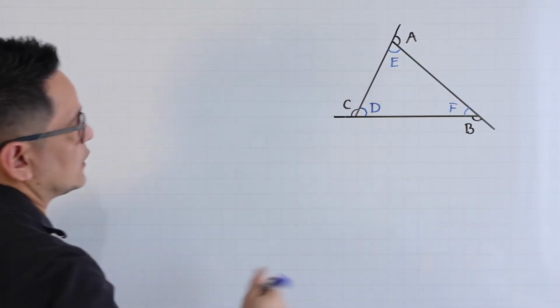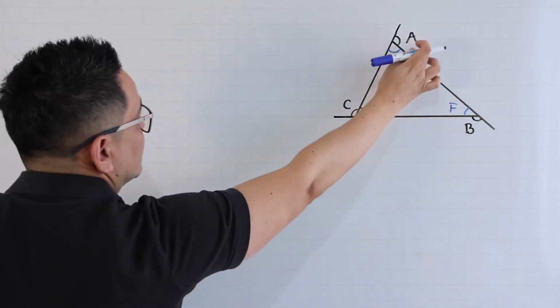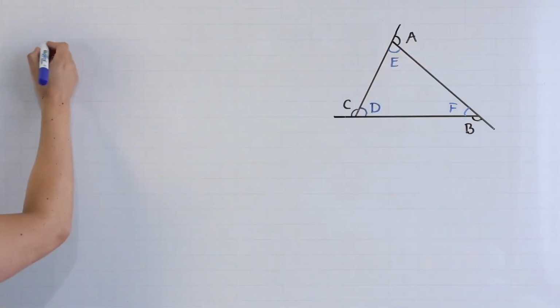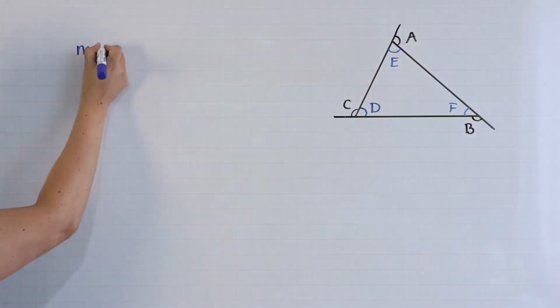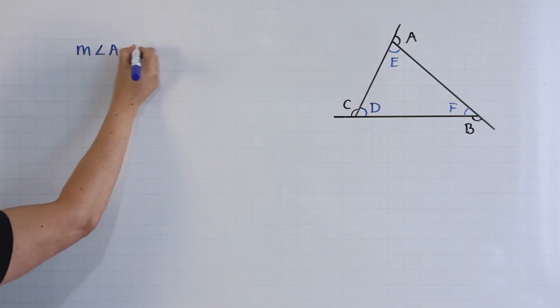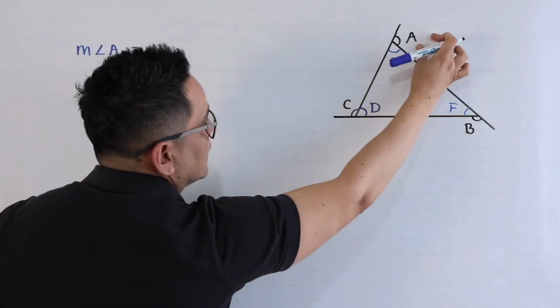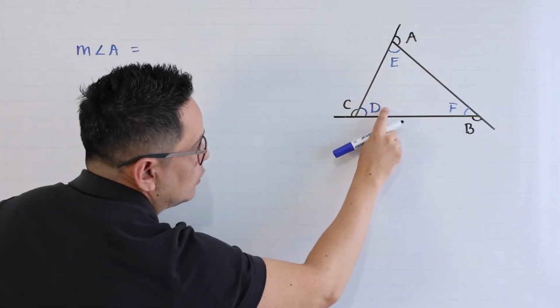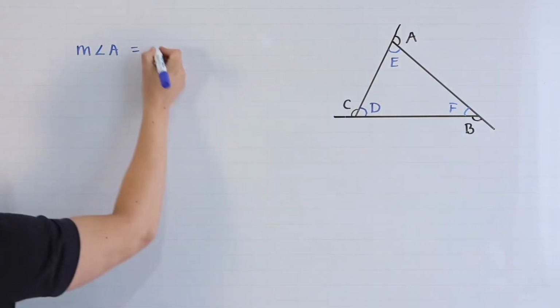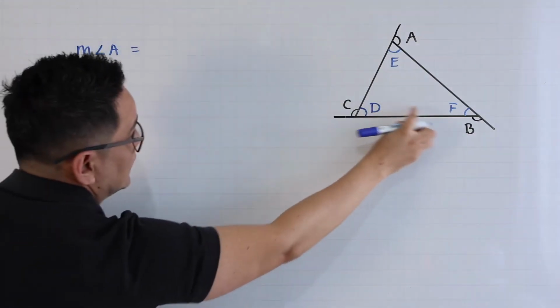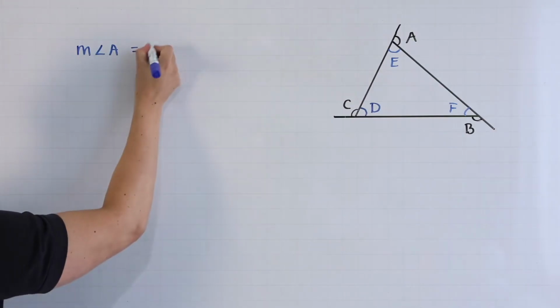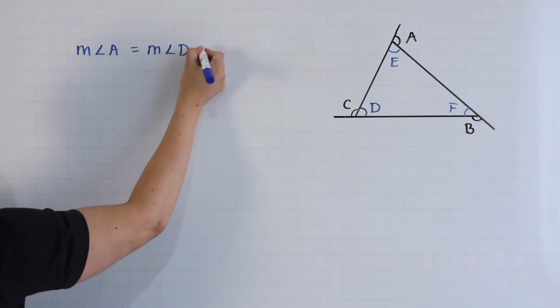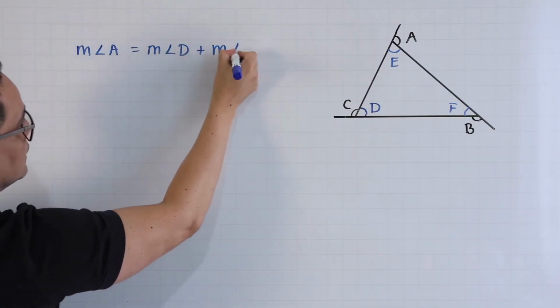So, look, what are we going to do next? Well, let's say that whatever angle A measures, so let me write it as the measure of angle A, it has to be equal. So, equal to what? Well, to whatever angle D measures, plus whatever angle E measures, plus whatever angle F measures. So, let's write it as the measure of angle D, plus the measure of angle F.